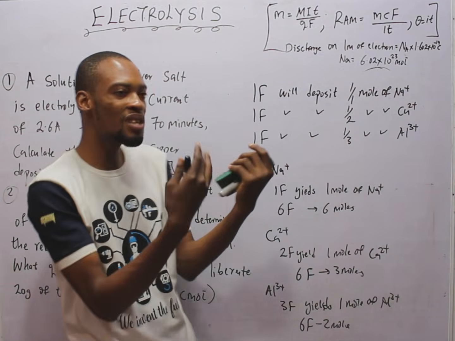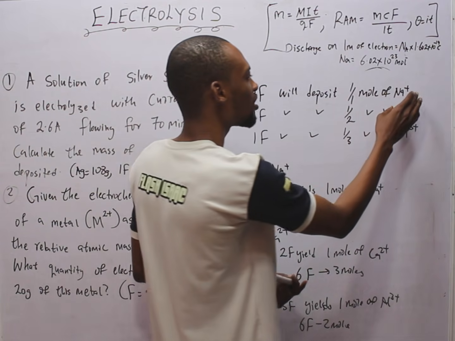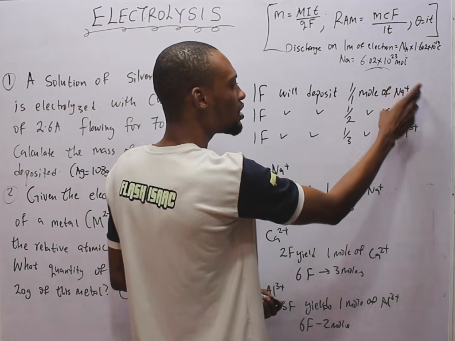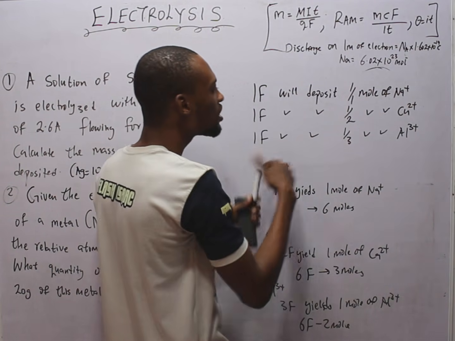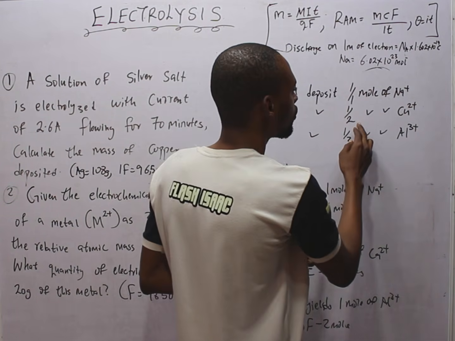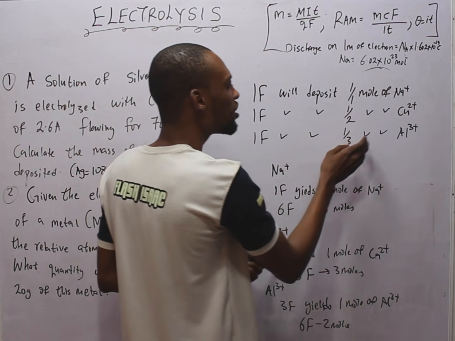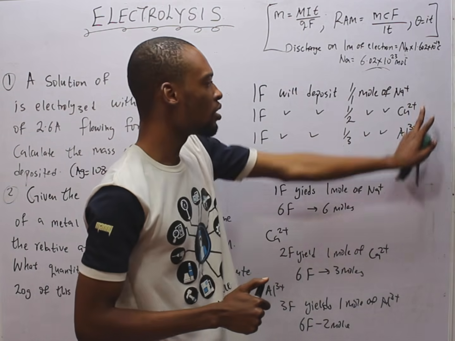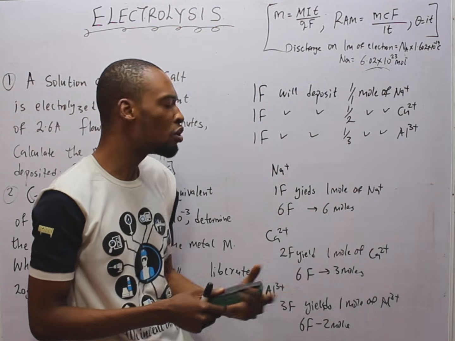So the substance that is deposited is also the one that is discharged. Since this is +1, this is divalent and this is trivalent. It has 1 valency, 2 valency, and 3 valency. 1 Faraday will deposit 1/2 mole of Cu2+. 1 Faraday will deposit 1/3 mole of Al3+. Because of the charge on the ion, the more the charge, the less the number of moles produced.